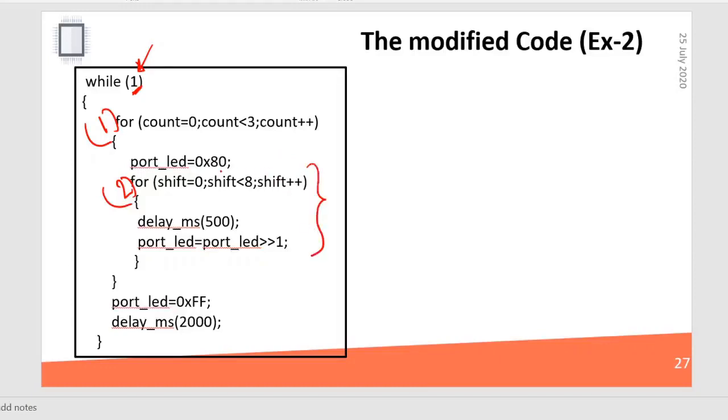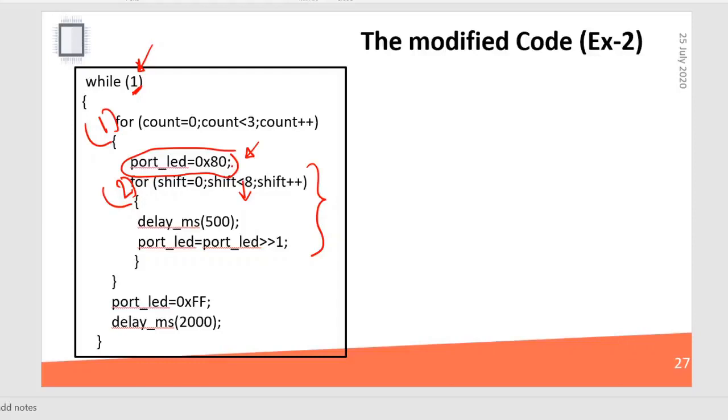All right, so what I am doing in the nested for loop, I am taking port LED as 0x80. That means the MSB LED, as 0x80 means the MSB bit is 1 and all the other bits are 0. So the MSB LED will be glowing here, then it will enter into a for loop, then with each half second delay it will be right shifting.